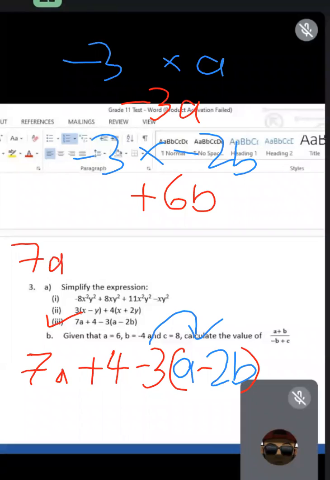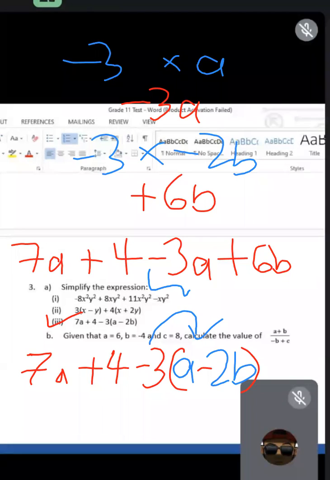So now we are going to have 7a plus 4 minus 3a plus 6b. Let's just try and get that a little straighter than that. So again, what do we have here? So you have those two that you can group together. 7a minus 3a is going to be 4a. So we're going to have 4a plus 6b plus 4. Right?